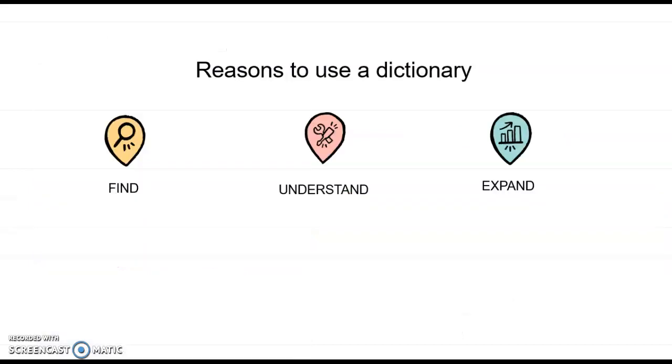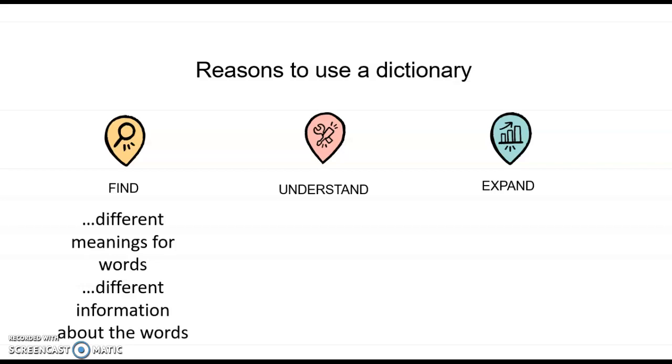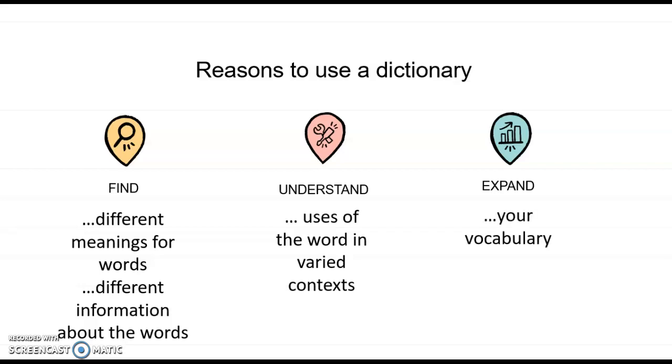As I explained at the beginning, words can be part of idiomatic expressions, so it is important to use a dictionary. It is also important to use a dictionary to find different meanings of words, different information about the words, understand uses of the word in varied contexts, expand your vocabulary, and your knowledge of the language. I hope that with this tutorial, you learned how to find, understand, and expand the meaning of your words.